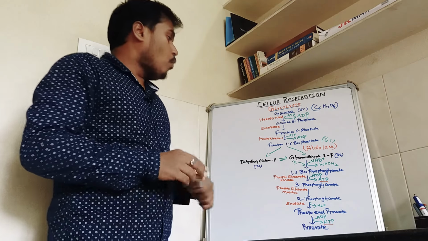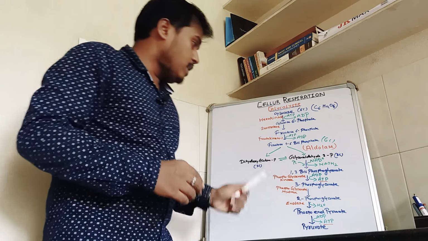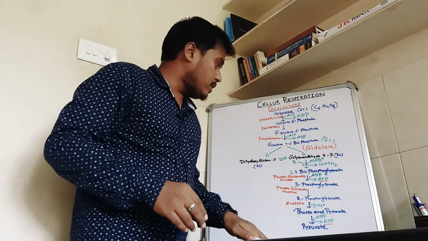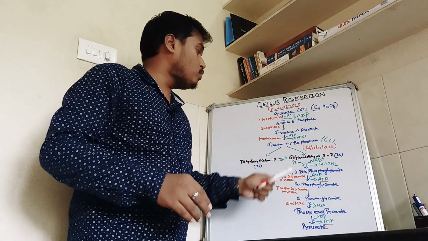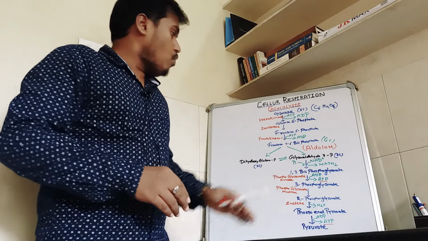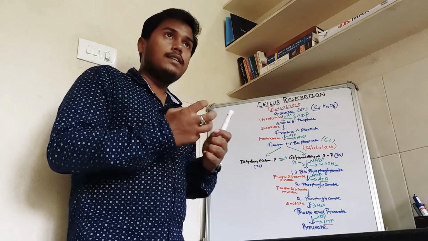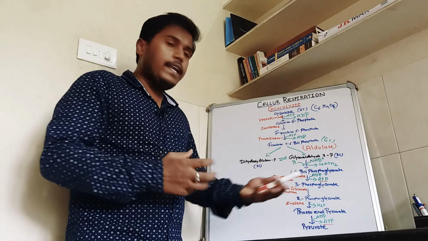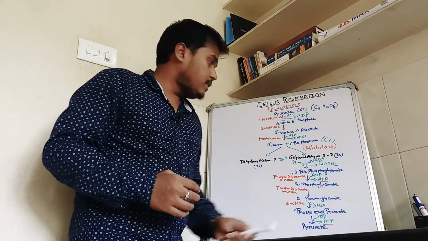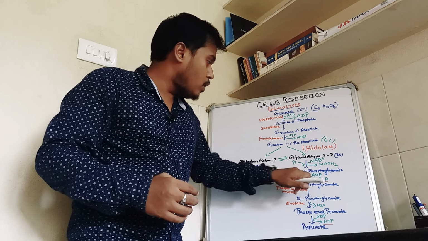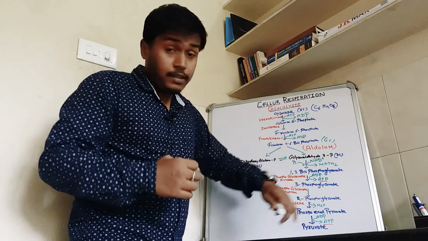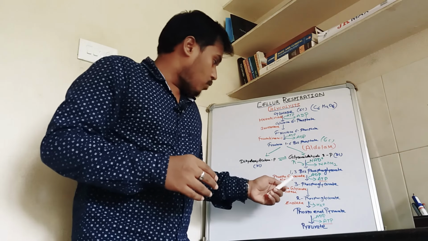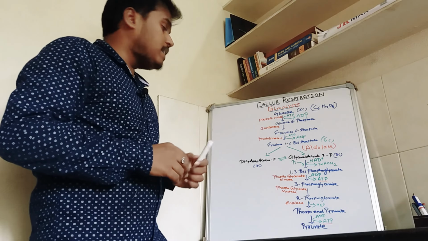Now 1,3 bisphosphoglycerate will convert into 3 phosphoglycerate. Remember, from 1,3 bisphosphoglycerate to 3 phosphoglycerate, one phosphate group is given away. So here our energy conservation steps start. Earlier we were spending ATP, now here we are gaining ATP. ADP, that is adenosine diphosphate, will gain one phosphate and convert into ATP, adenosine triphosphate, that is our energy source, in the presence of the enzyme phosphoglycerate kinase.